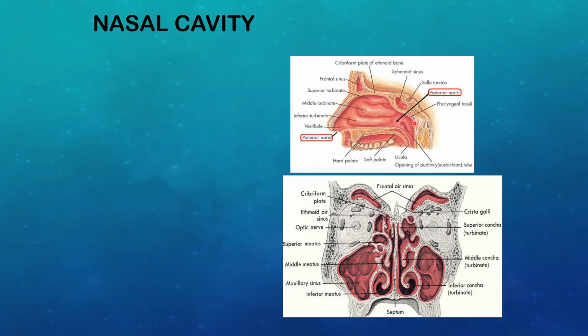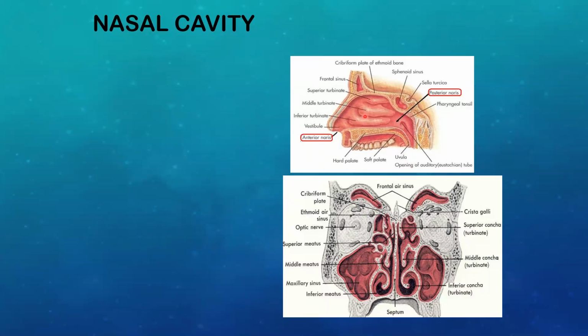The pharynx has three parts, which will be talked about in a separate class: nasopharynx, which communicates with the nasal cavity, oropharynx, which communicates with the oral cavity, and behind the larynx, laryngopharynx. For now, remember, between the anterior nares and the posterior nares, this whole cavity is your nasal cavity.